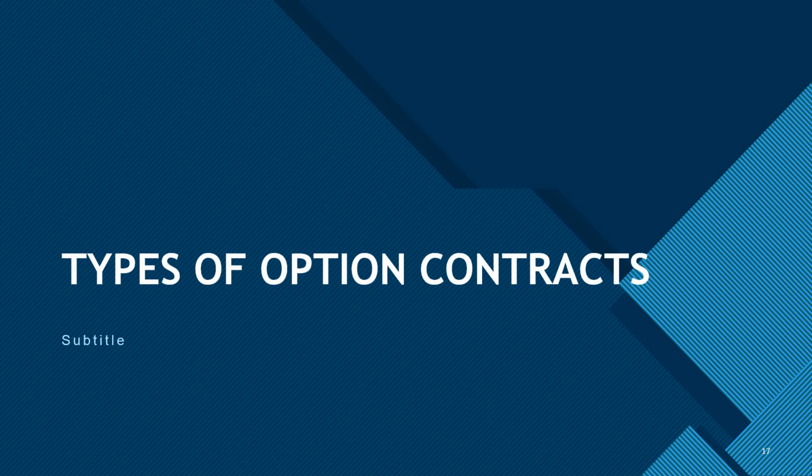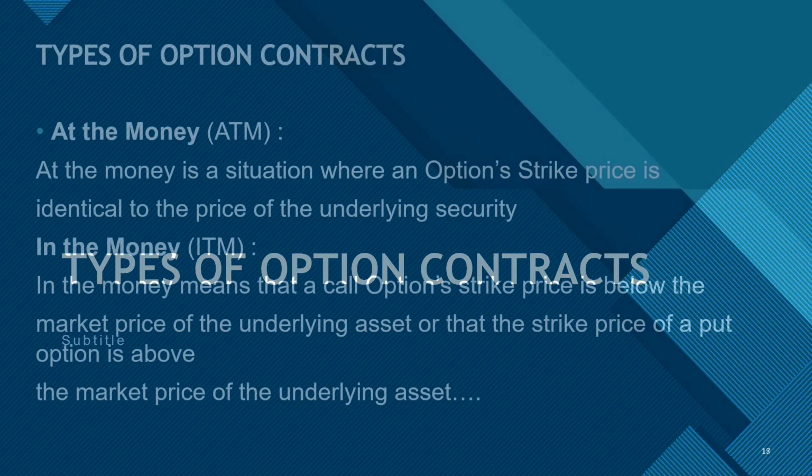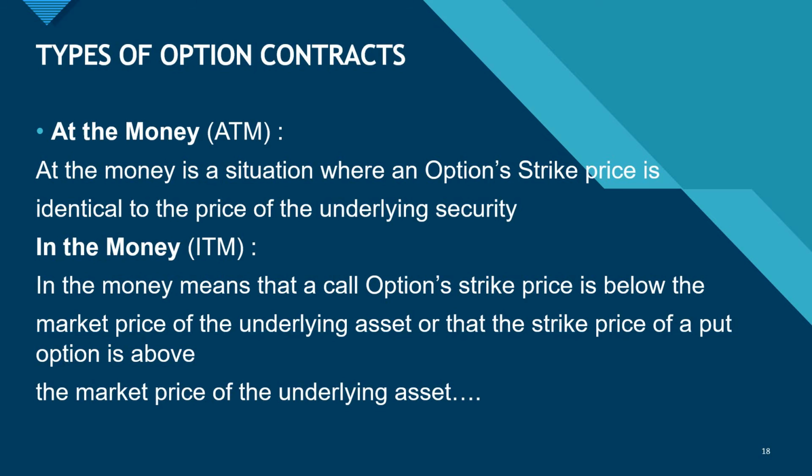What are the types of options contracts? One is at the money. At the money means the current value of the underlying stock or index. If Nifty is trading at 16,100 now, then the at the money strike price is 16,100. Next is in the money.